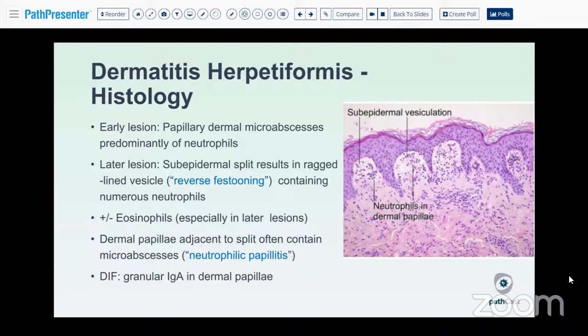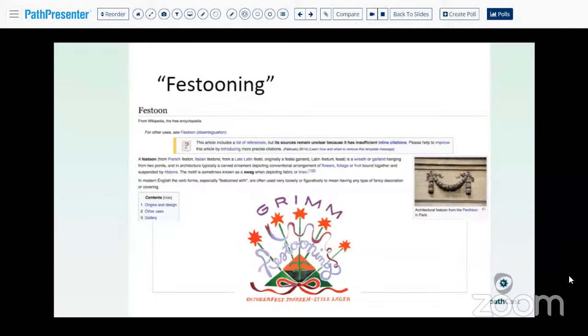So of course, we need to differentiate from other subepidermal disorders with predominantly eosinophils, like bullous pemphigoid, and we need to use all the clues and our clinical findings and our DIF. The area adjacent to the split will have the neutrophilic papillitis. So look at the edges of the split, find that, because again, that's kind of the early finding. So that's going to be at the edge of your split. DIF, that granular IgA in the dermal papillae.